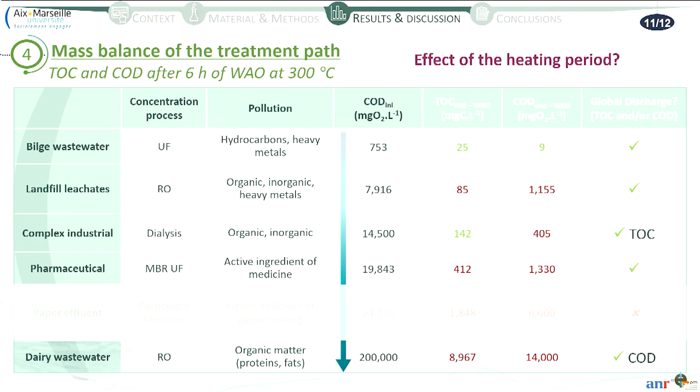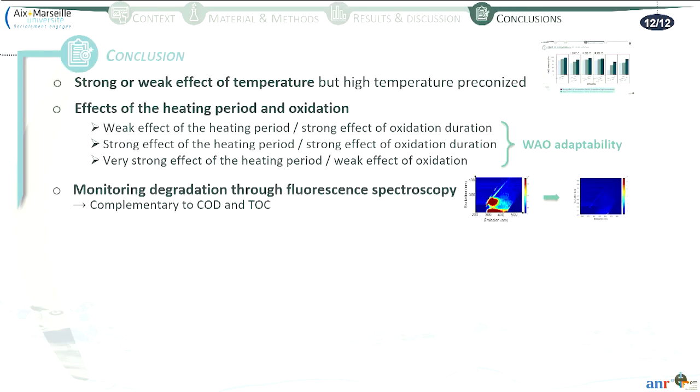Now, if we consider the effect of the heating period we talked about earlier, there are 2 effluents which are not as interesting for an industrial application. It's the case of the pharmaceutical effluent and the complex effluent that we studied. But we can see here for the last 3 effluents, it could be with a high potential, it could be a good industrial application.